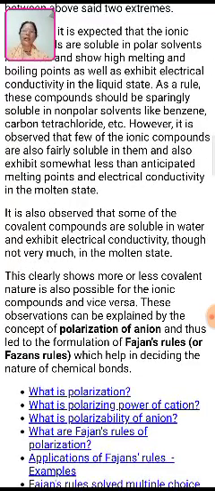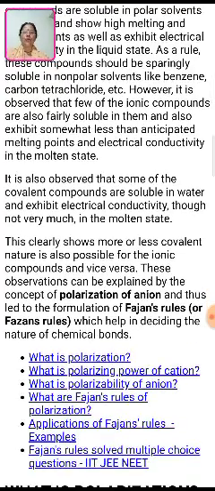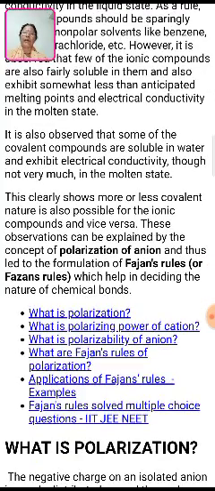It is also observed that some of the covalent compounds are soluble in water and exhibit electrical conductivity, though not very much, in the molten state. So, this is also the reality. This clearly shows more or less covalent nature is also possible for the ionic compounds or vice versa. These observations can be explained by the concept of polarization of anions and thus lead to the formation of Fajans rules, which help in deciding the nature of chemical bonds.